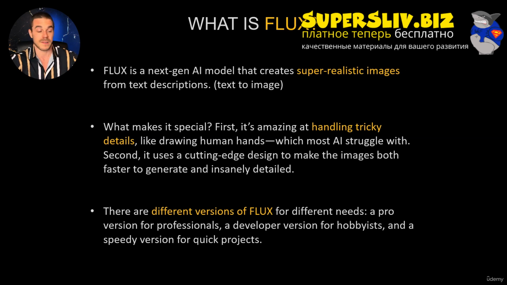What makes it special? First, it's amazing at creating all these tricky details like drawing human hands, and most AI models have problems with that, especially Stable Diffusion, SDXL, SD 1.5. We all know these problems regarding hands, and in Flux this is way better, I can promise you that. And secondly, it uses a cutting edge design to make the images both faster to generate and insanely detailed, as you just saw on the website.